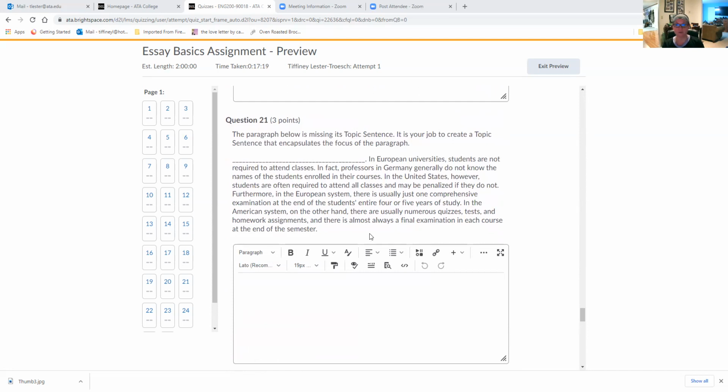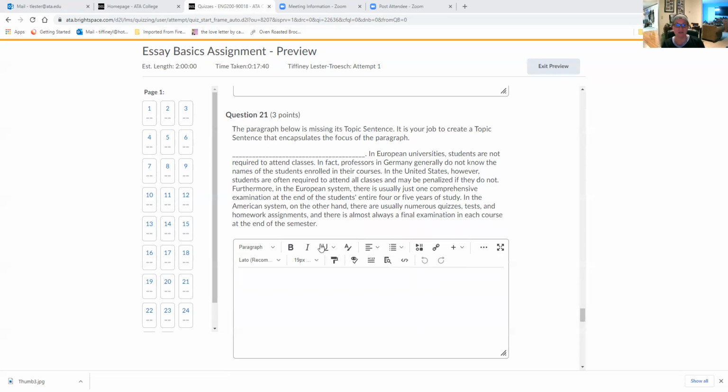Totally different paragraph, totally different topic. It's missing its topic sentence. You need to create it. Remember that the topic sentence needs to be one sentence. It's the first sentence of the paragraph. It needs to be one single sentence, and it needs to be as focused and specific as possible.